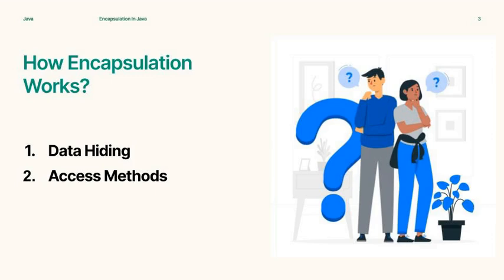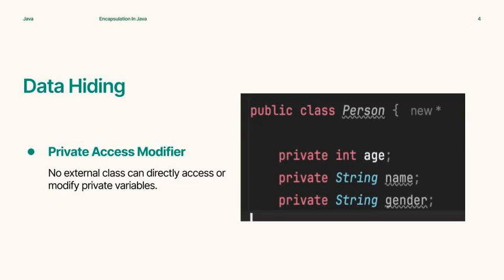How does encapsulation work? Encapsulation works by achieving two key concepts: data hiding and access methods. Let's understand the first concept, which is data hiding. Data hiding is achieved by using the private access modifier. When you declare class variables as private, these members are accessible only within the class where they are declared. This means that no external class can directly access or modify them.